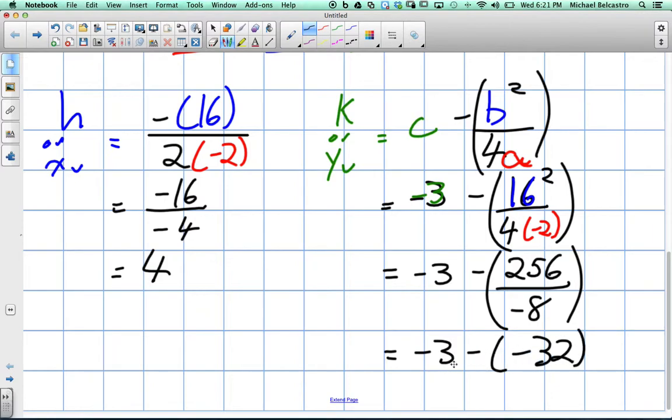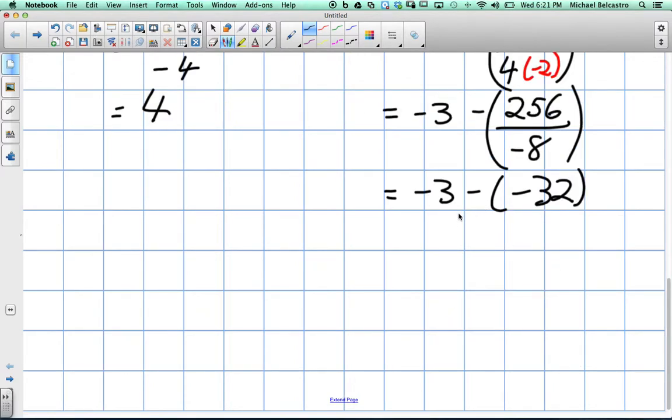So we get -3 minus -32. Now, because these two negatives are beside each other, it's the same as adding something, okay? So it's -3 plus 32. This statement is the same as this statement. And this is the idea of taking 3 away from 32, which equals 29. If you couldn't follow that, you just use a calculator, right? But this is it. This is our h and our k.